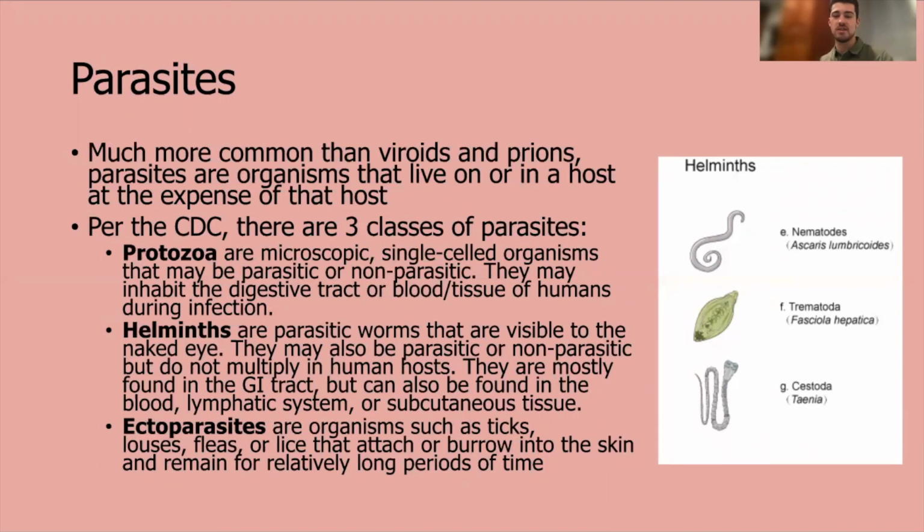Helminths are parasitic worms. That comes from the Greek word for worm. And they are visible to the naked eye. So these are big worms that are parasites that infect humans, they infect dogs, household pets. I'm sure a lot of people have had experience with a pet having worms. So they also may be parasitic or non-parasitic by nature, but they do not multiply in their human hosts. So once a worm is in there, it's just going to grow and grow, but it's not going to multiply inside a human body. So they're mostly found in the GI tract, but they can also be found in the blood, lymphatic tissue, and some worms can even be found in subcutaneous tissue by your skin.